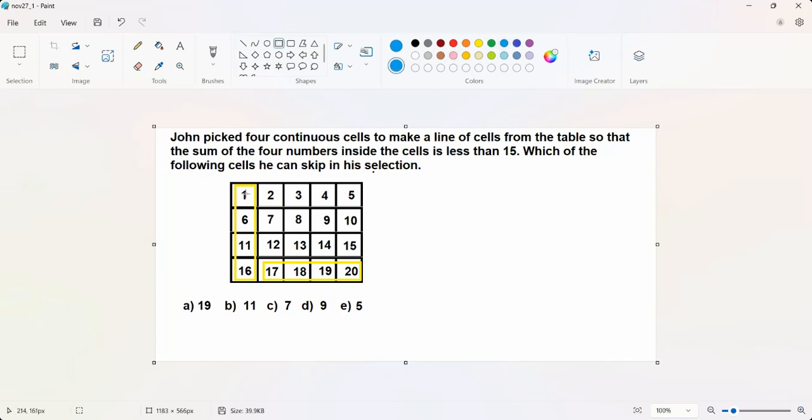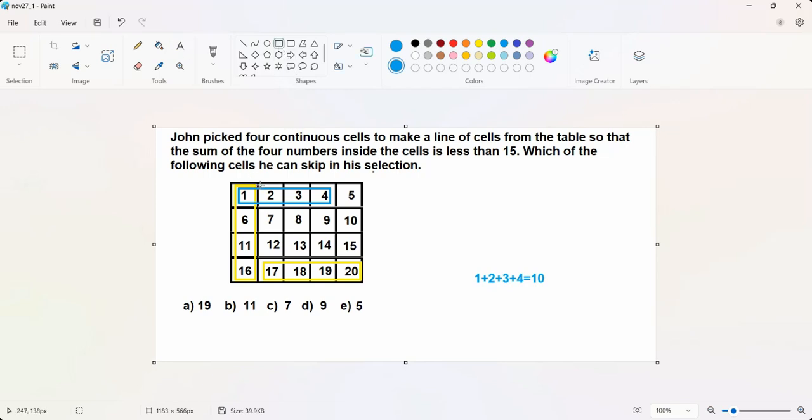So if I select these four numbers, what does it give us? 1 plus 2 is 3, plus 3 is 6, plus 4 is 10. So that is less than 15. So we got 1 plus 2 plus 3 plus 4, which is 10, which is less than 15. But as I said, we always look for other possible squares or other possible lines in this case.